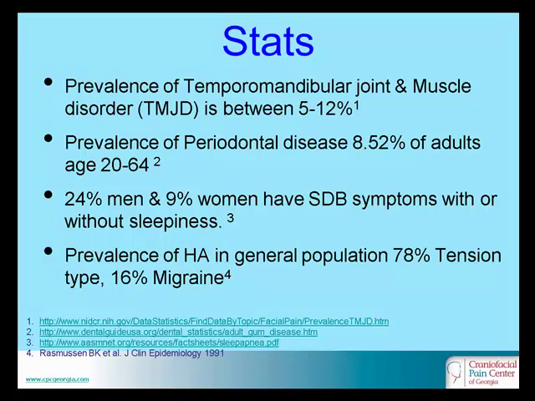Looking further down, the prevalence of sleep disordered breathing, SDB, is 24% of men, 9% of women, much greater than your periodontal population, much greater than the temporomandibular joint population. So once again, today, you should have identified a handful of patients that may have had a sleep disordered breathing issue and they didn't know. But if we jump down to the last bullet point, if you just look at the prevalence of headaches, 78% of your patient population have some degree of tension type headache and 16% migraine.